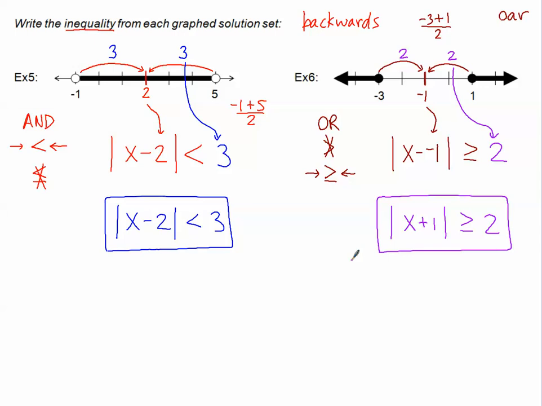So you should be able to go backwards. I want you to be able to go forwards and backwards. Forwards would be taking this inequality, solving it, and graphing the solution set. Backwards is I give you the solution set, and you figure out the numbers and the symbol to be able to write the inequality. Thanks for watching this tutorial, and we'll practice all of this in class.